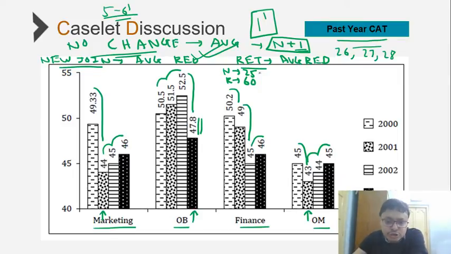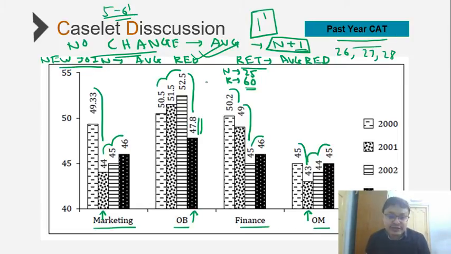So we look at the new joining, that is at 25, which is quite below the average of 50. So that is almost 25 years below the current average of 50. Whereas if you look at the retirement age, that is much closer to the current average of 49.50.